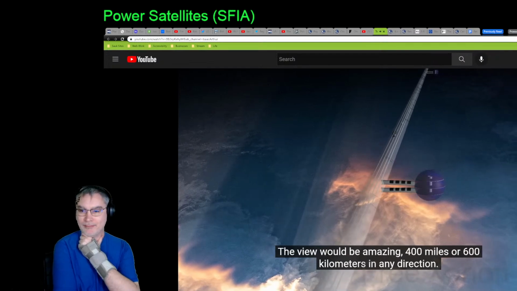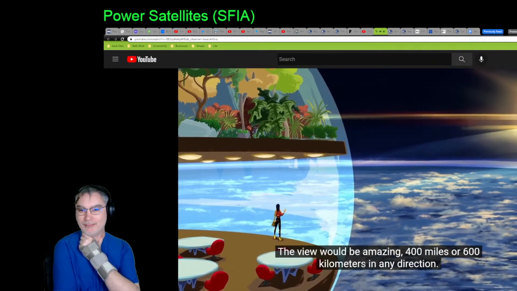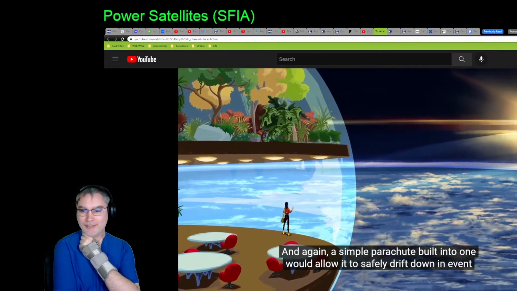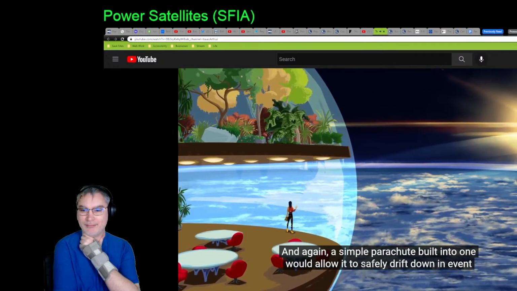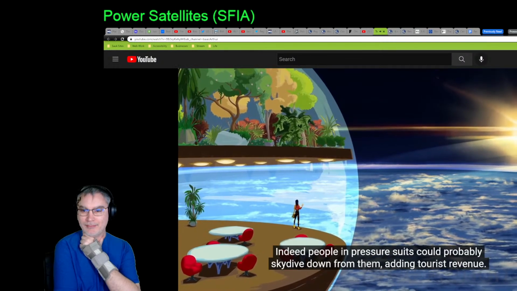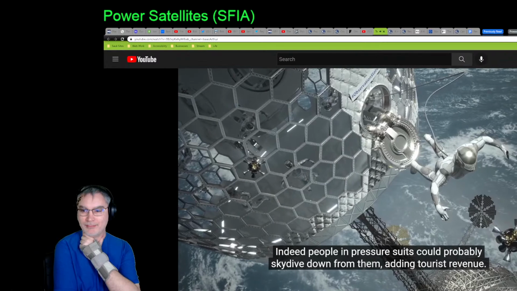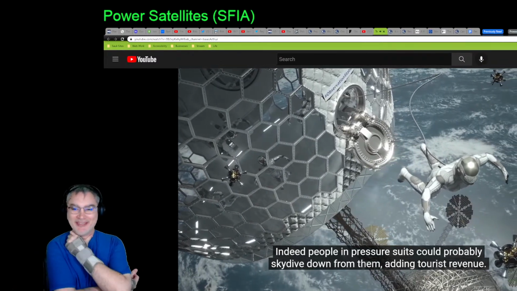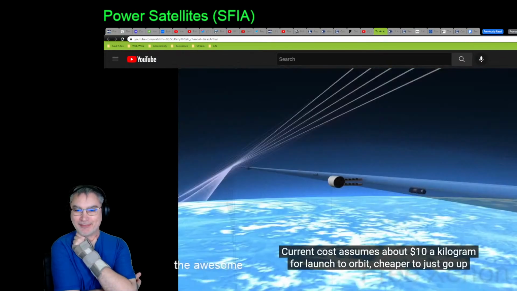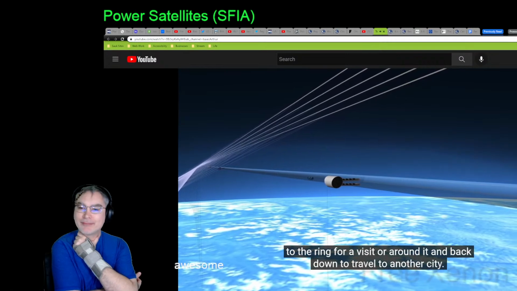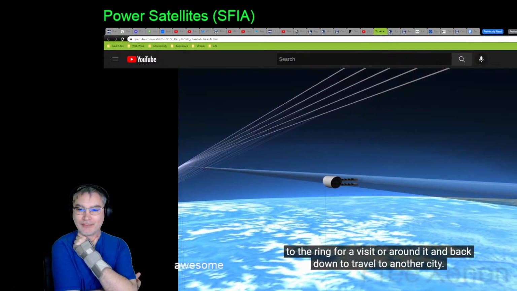The view would be amazing, 400 miles or 600 kilometers in any direction. And again, a simple parachute built in would allow it to safely drift down in the event of accident or sabotage. Indeed, people in pressure suits could probably skydive down from them, adding tourist revenue. Current cost assumes about $10 a kilogram for launch to orbit, so it's cheaper just to go up the ring for a visit, or around it and back down to travel to another city.